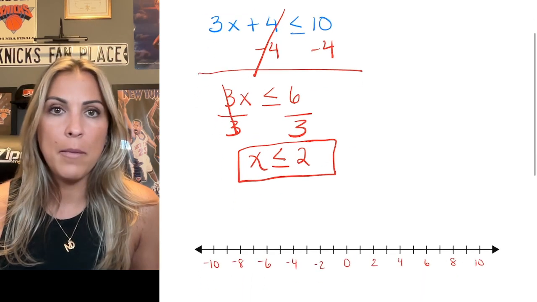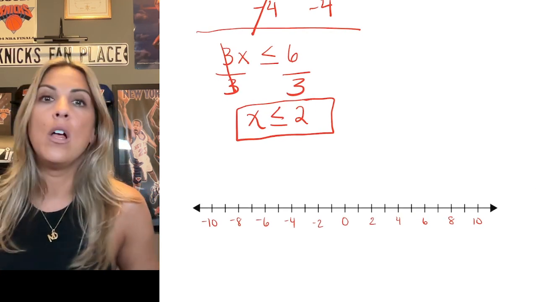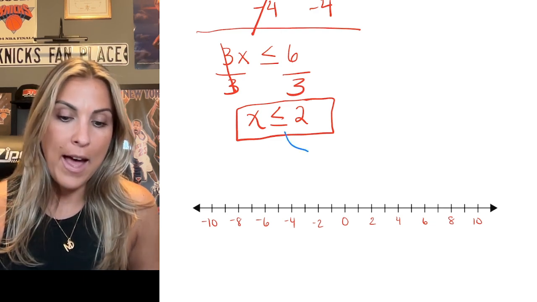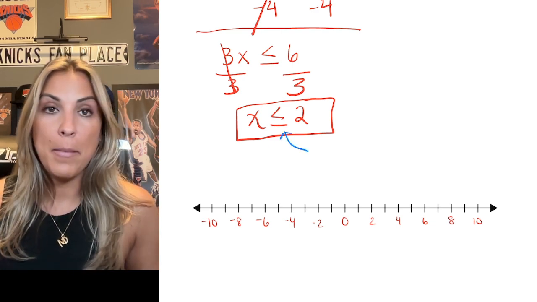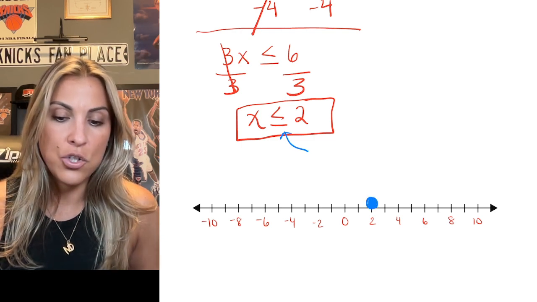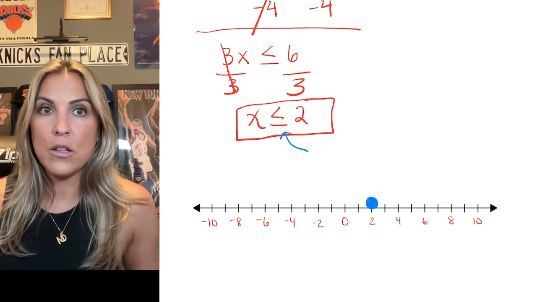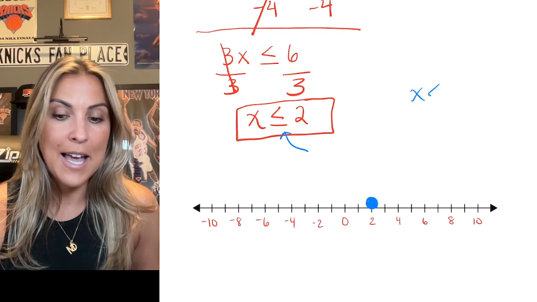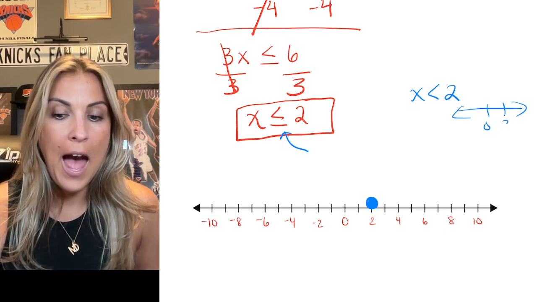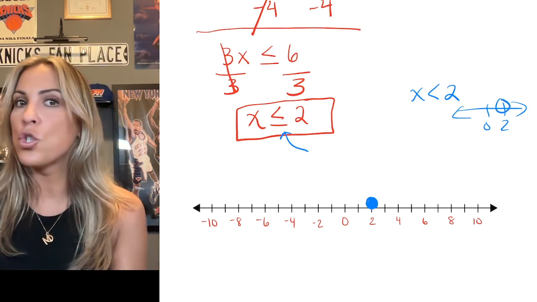So now to graph it, I'm going to go to my number line, and the first thing I'm going to do is decide what type of circle to put on the 2 itself. Because our inequality symbol has this underline right here, that means or equal to, that means that when I go to the value of 2, I'm going to put a shaded circle there. That shows me that the value 2 is included in my solution. Whereas if my answer was x is less than 2, then I would have to put an open circle on 2 to show me that that's where it's going to start, but the 2 is not included, okay?